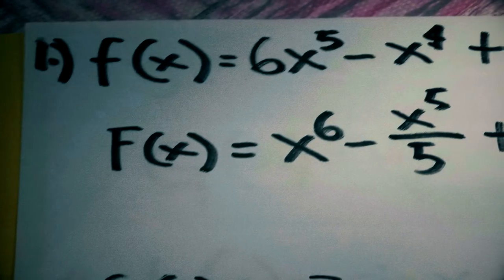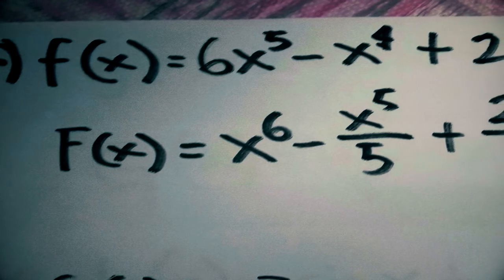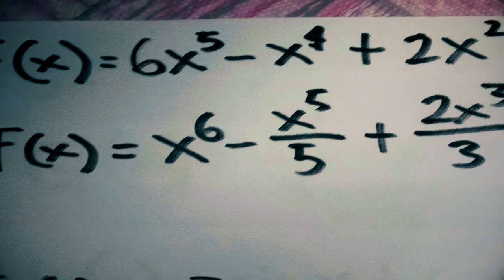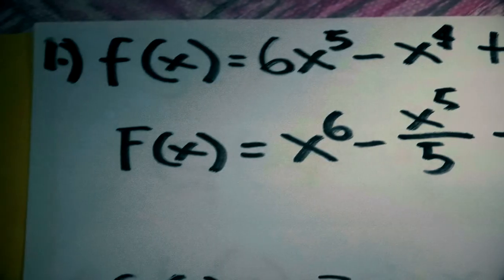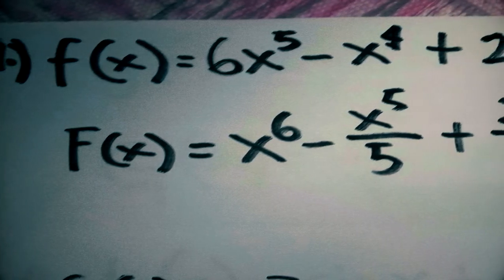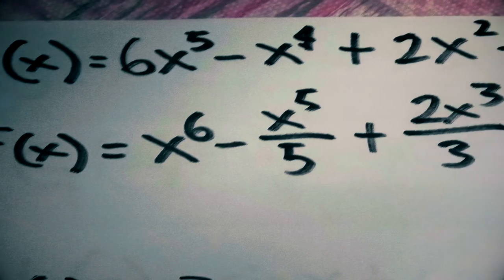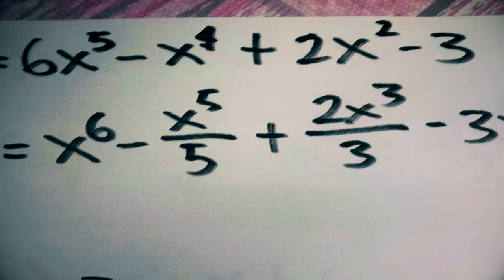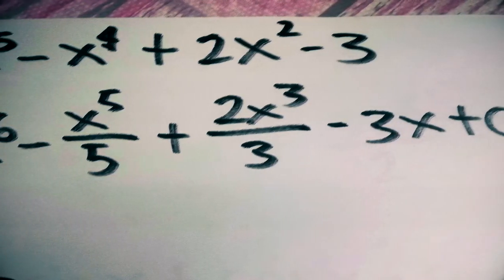Number 1. f of x equals 6x to the power of 5 minus x to the power of 4 plus 2x to the power of 2 minus 3. And the answer would be f of x equals x to the power of 6 minus x to the power of 5 over 5 plus 2x to the power of 3 over 3 minus 3x plus c.